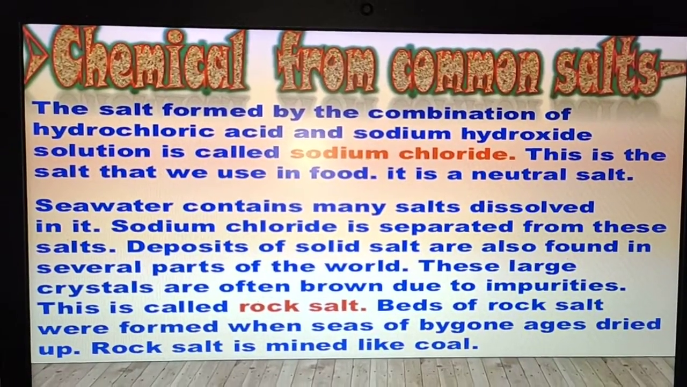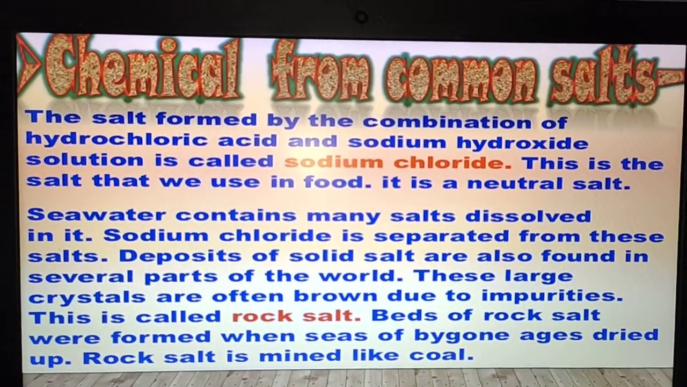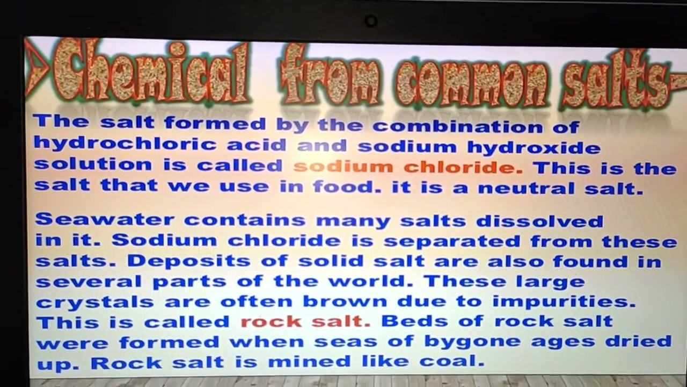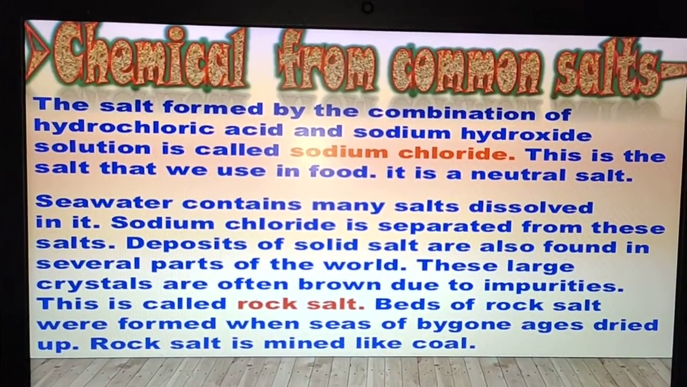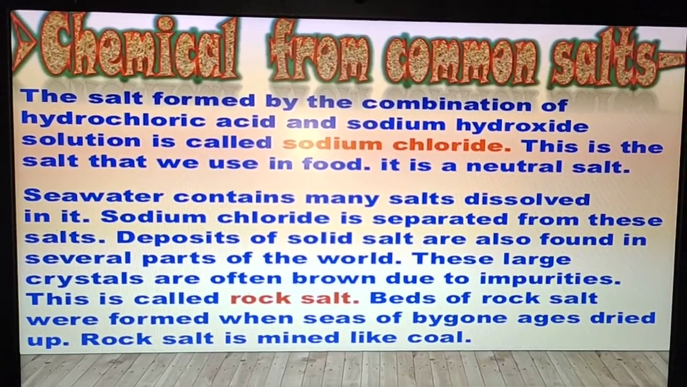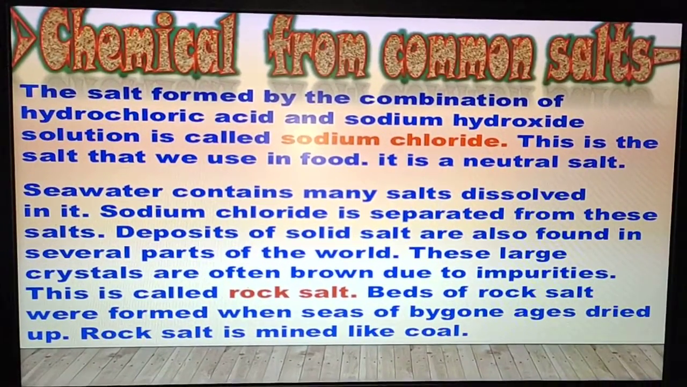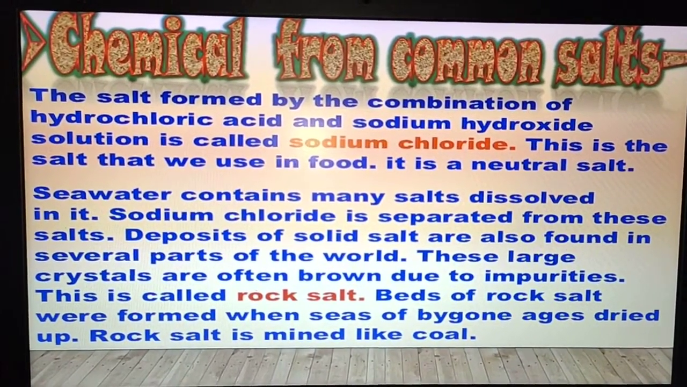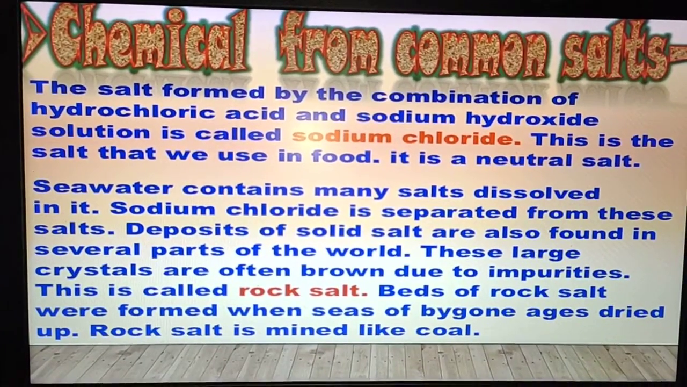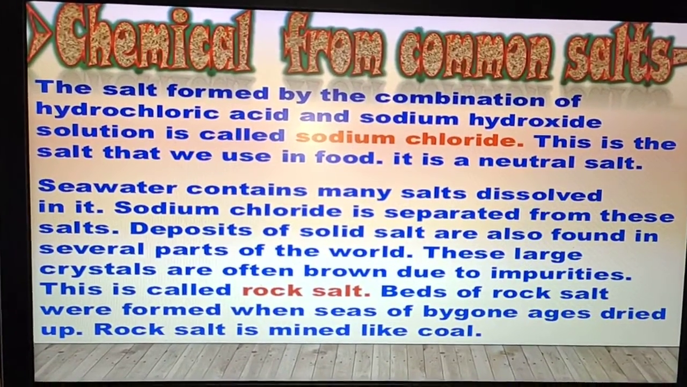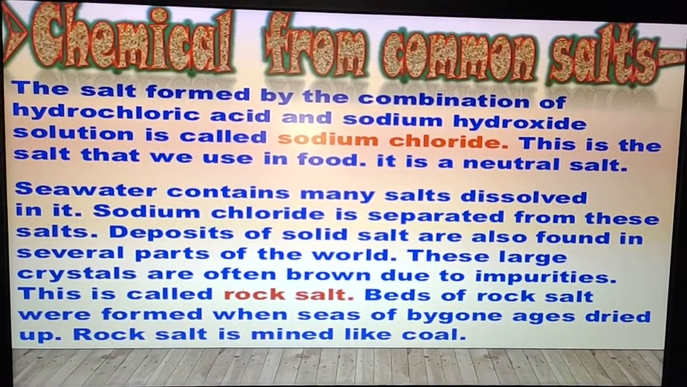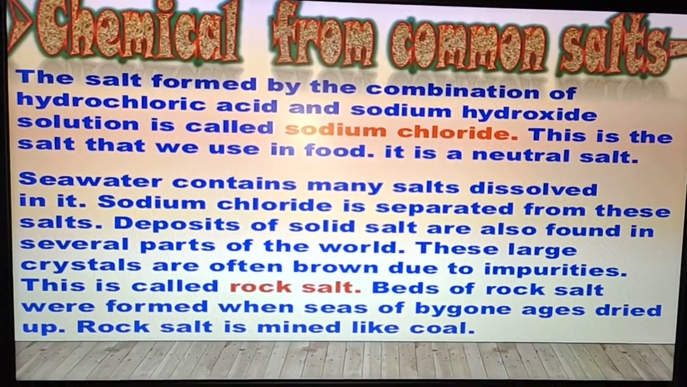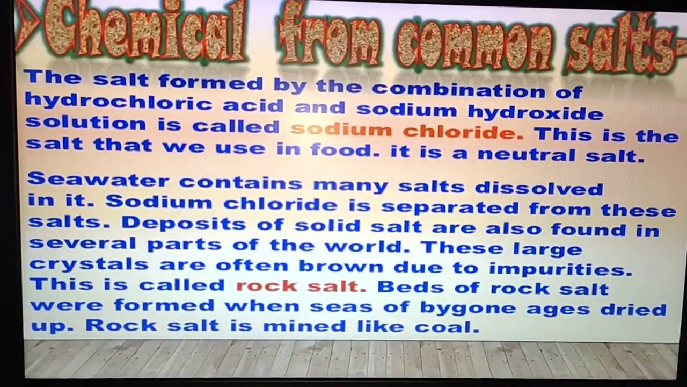So this is the salt that we use in food. It is a neutral salt. Seawater contains many salts dissolved in it. Sodium chloride is separated from the salts. Deposits of solid salt are also found in several parts of the world, and these large crystals are often brown due to impurities. So the common salt is present in the form of stones having impurities, which is brown in color.